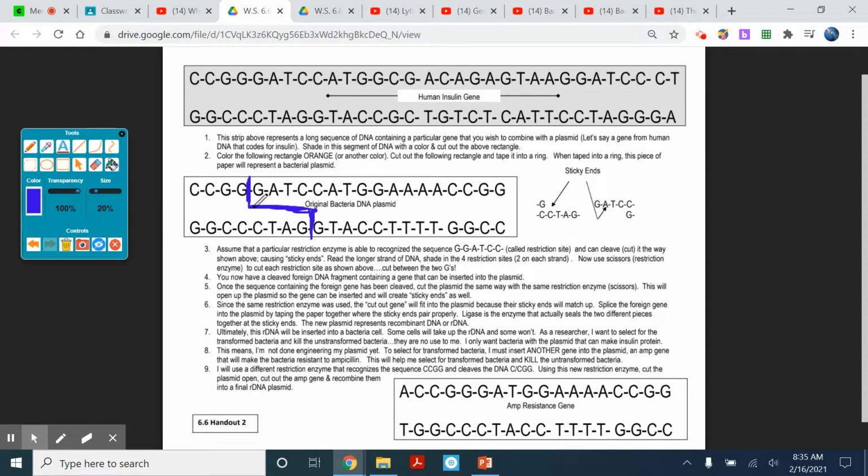What do you mean by that? You don't cut it out. You find GGATCC, and then when you find that, I want you to draw a line between the two Gs in GGATCC. Okay? And then down below, there's another GGATCC. The restriction enzyme cleaves it between the two Gs.